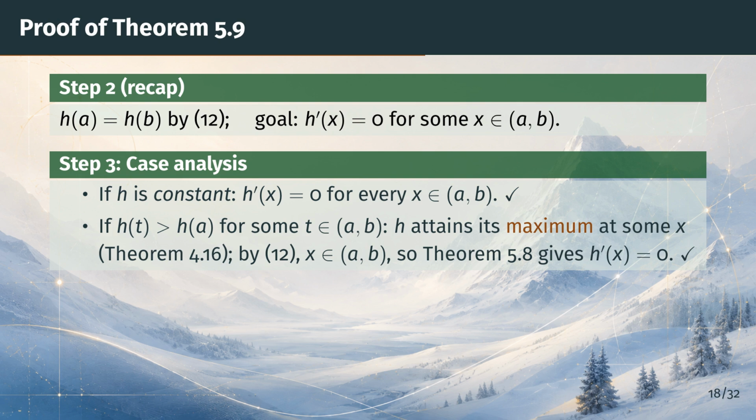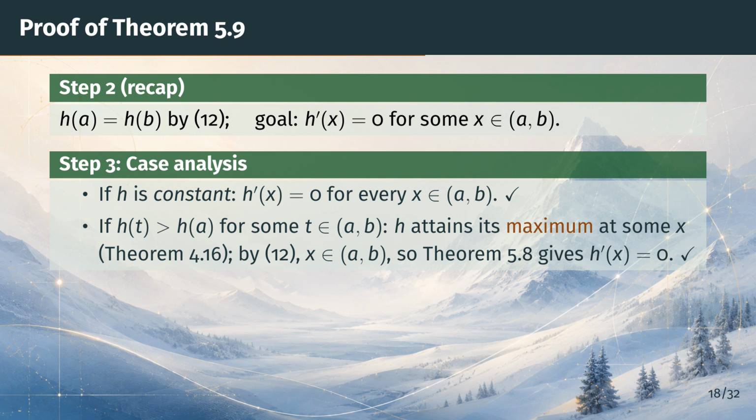Step 3 splits into cases. If h is constant, its derivative vanishes everywhere, and we are done. Otherwise, suppose h climbs above its endpoint value somewhere inside the interval. By theorem 4.16, h attains its maximum at some point x of the closed interval. The maximum value exceeds the common endpoint value. So by equation 12, the point x cannot be an endpoint. It must be interior. And now, theorem 5.8 does its job. At an interior maximum, where the derivative exists, the derivative is 0.